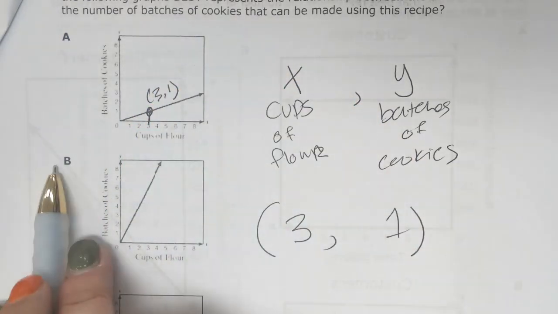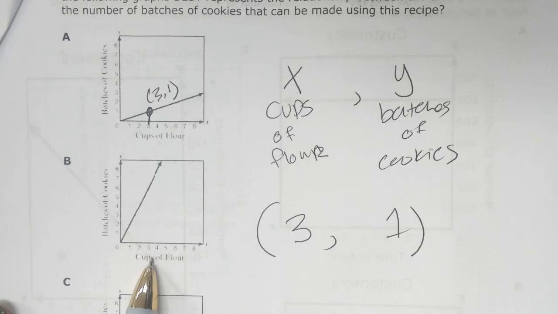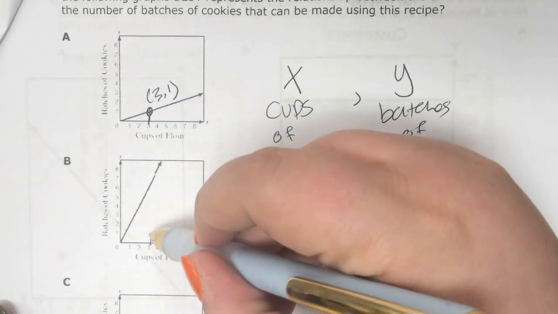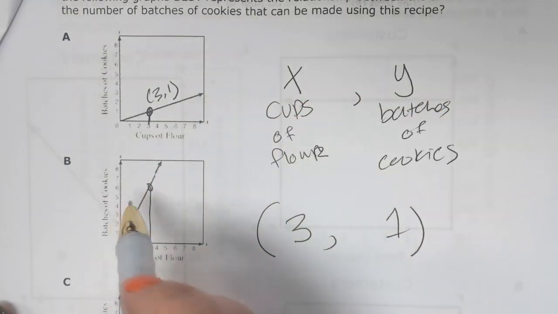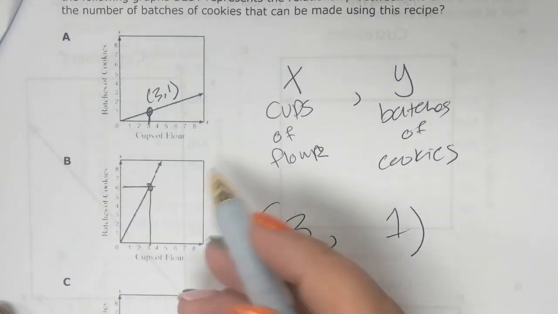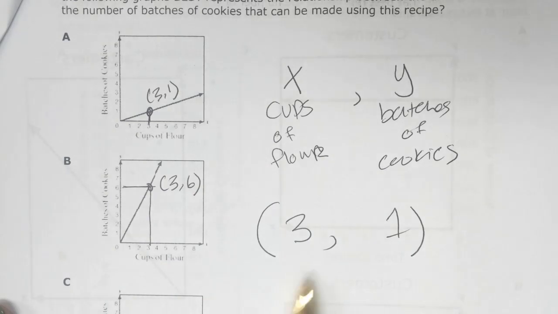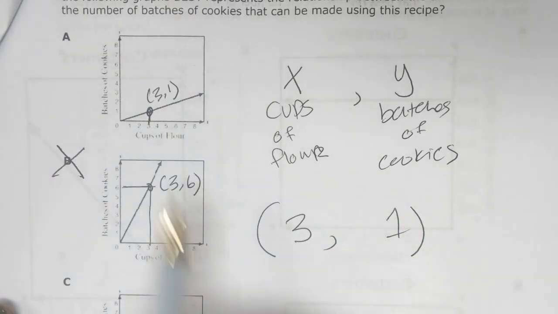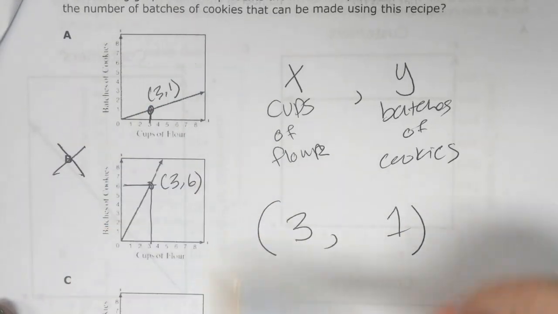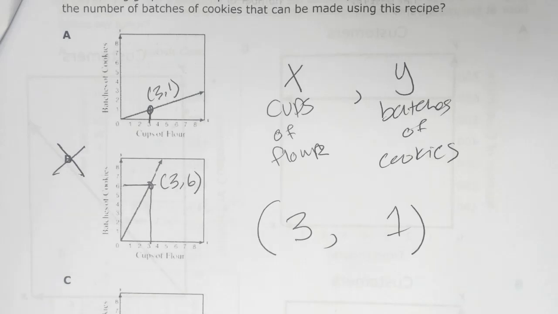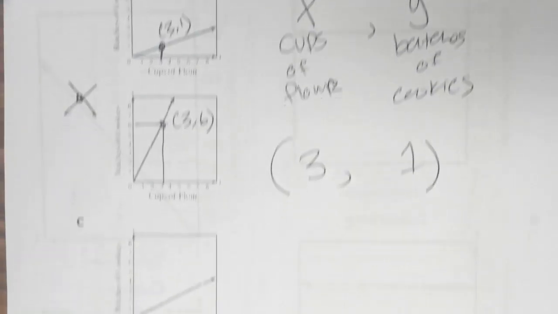In letter B, if I go sideways to the number 3 and I go up, that hits the y-axis at 6. This is the ordered pair 3, 6, which is not what we're looking for, so I know it can't be B. I do think it's A. I'm looking at all the other ones just in case I'm reading the graph incorrectly. I don't want to make any assumptions.